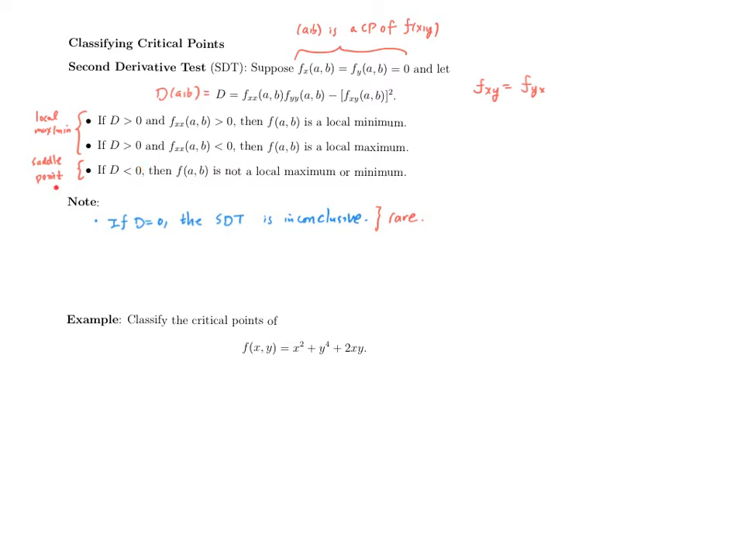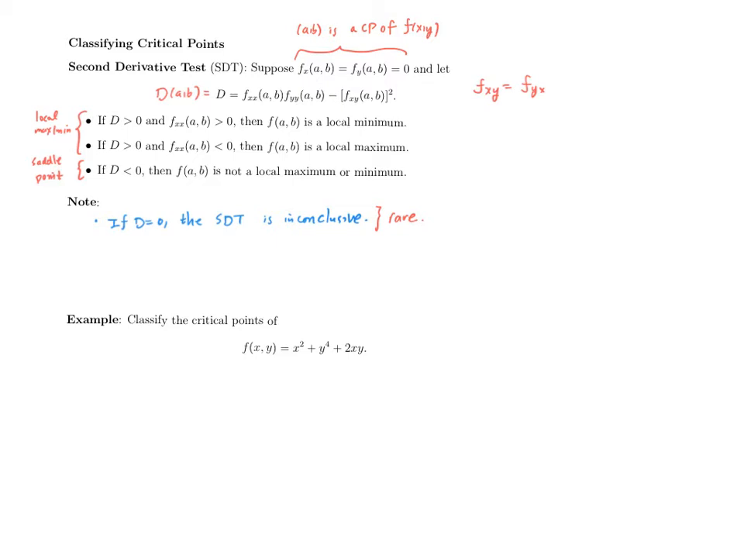Now, going back to the second derivative test, if D is less than 0, we're done. We just simply say we have a saddle point, i.e. not a local max or min. Now, if D is positive, that's an indication that we're going to have a local max or a min, which means we need to do some further investigation to determine which one it would be.